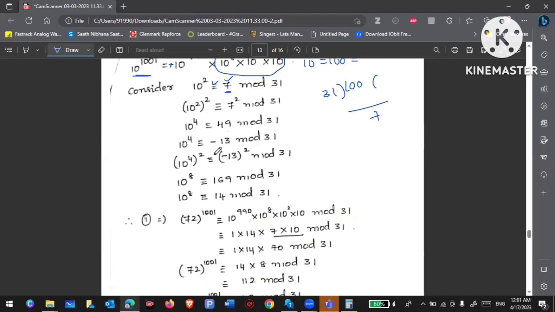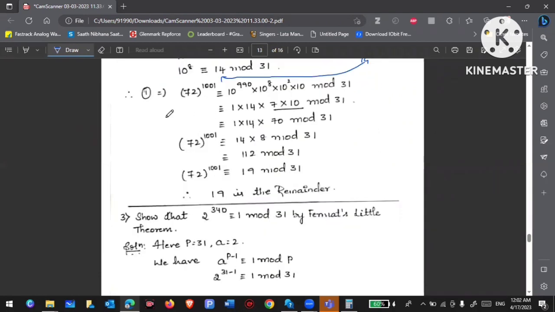So squaring on both sides. Why are we squaring? We need the 10^8 value. So 10^4 whole square will give us 10^8. Minus 13 whole square will give us 169 mod 31. 10^8 can be written as congruent to 14 mod 31. How do you reduce this again? Take 169 and 31, the remainder will be 14. That remainder is written here.